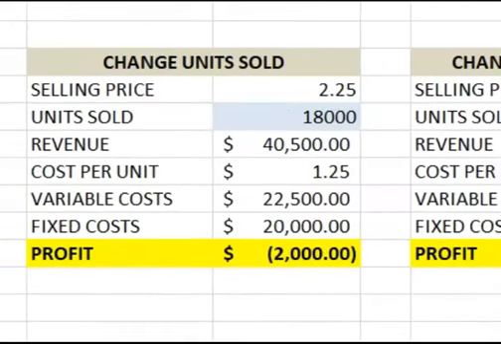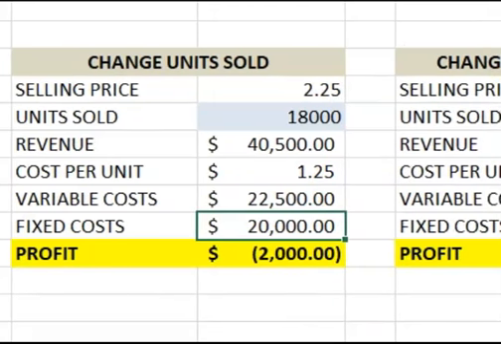Now, the thing is, this story and this whole scenario is about cost volume profit analysis. And you'll see that by having what I sell a unit for and what it costs me to make it and my fixed costs, how great this concept is for evaluating different products, different services.